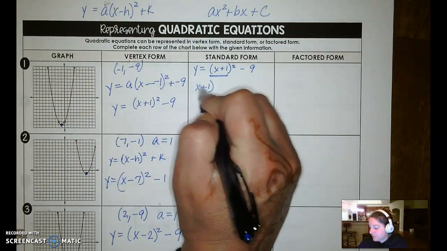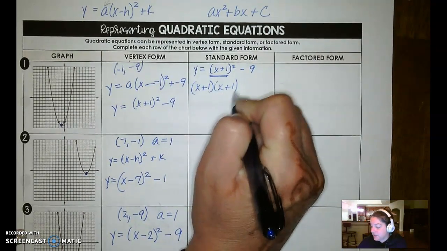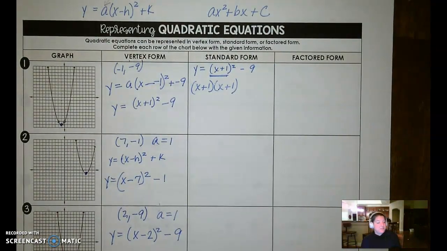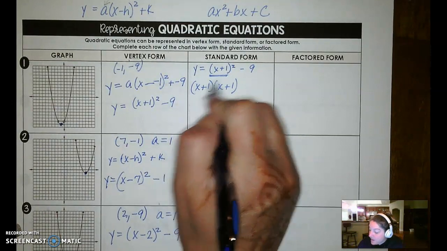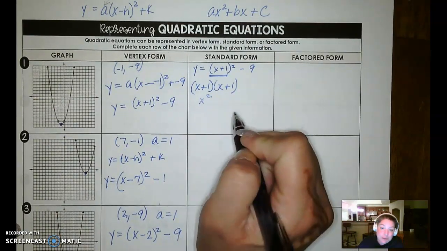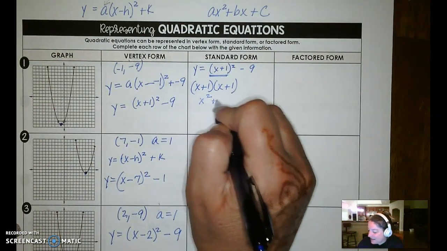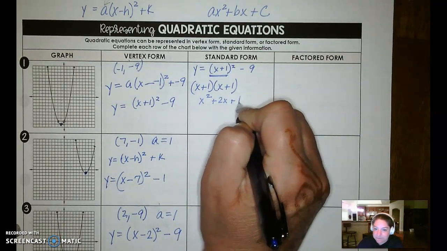So I'm going to do x plus 1 times x plus 1. Now, some of you might remember the pattern. For those of you that don't, just FOIL the whole thing out and make sure that you get the same thing, okay? But when you do this, and I'm going to do the pattern, you're going to get x squared plus 2x plus 1.